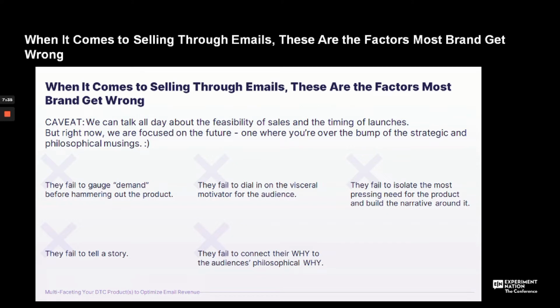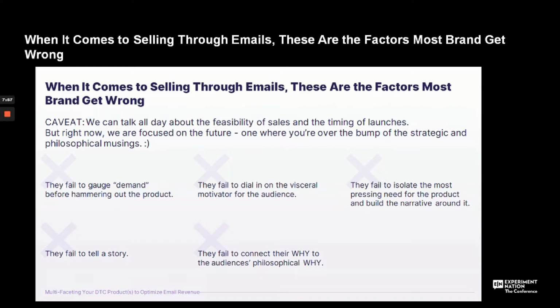So feeling better is universal, and the visceral motivator is the core emotion. It is kind of like the spine or the backbone of that feeling better. Basically, it is the foundation on which you are going to rest the promise and the premise of the emails that you have in your campaign.